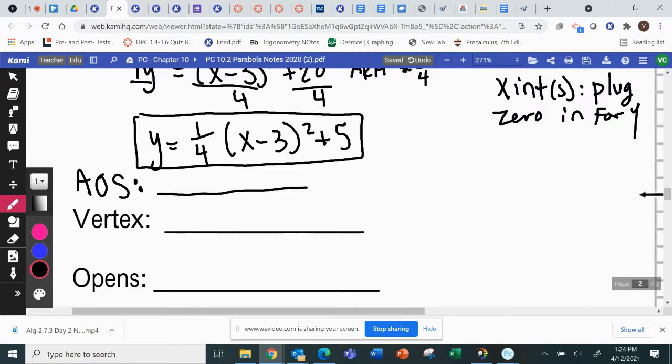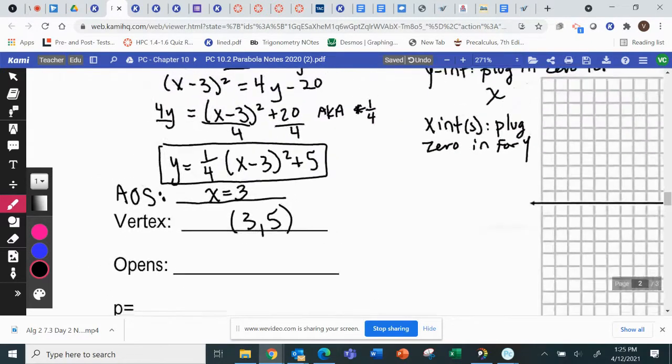We can either start with the axis of symmetry or the vertex. It doesn't matter which one we start with. Let's just start with the vertex. Katie, can you tell me the vertex for this one? 3, 5 is correct. So if 3, 5 is my vertex, then Grace, what would be my axis of symmetry? X equals 3, yes. So the axis of symmetry is always an equation. If you don't have the x equals, it would be wrong.